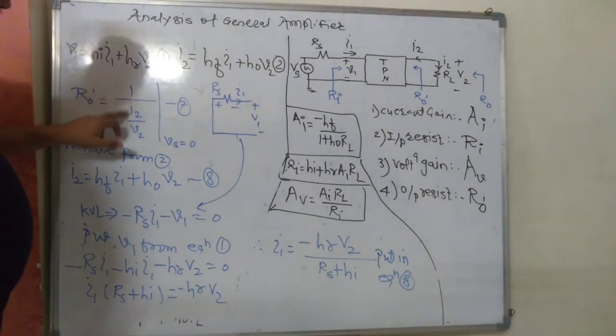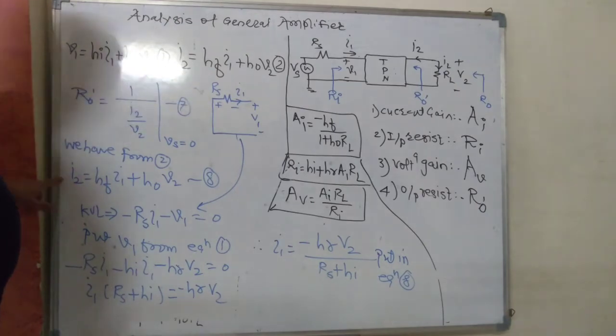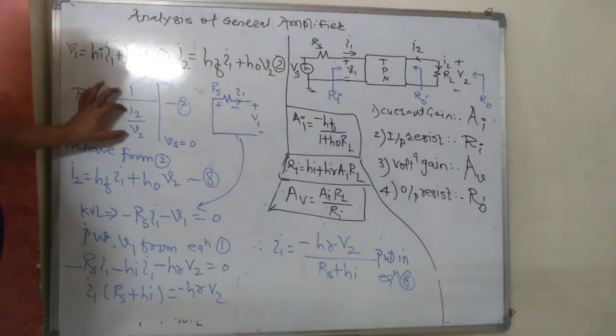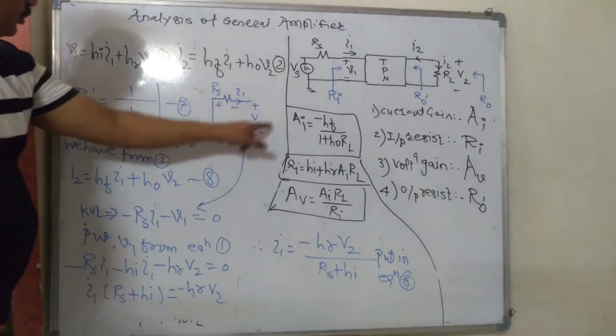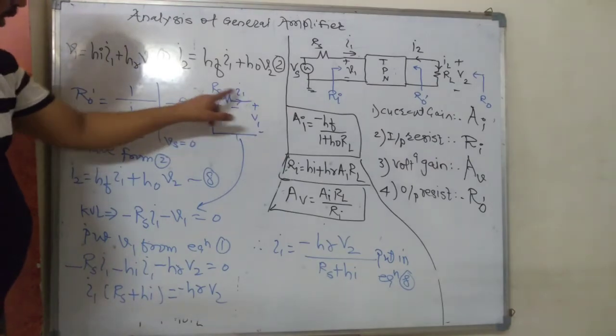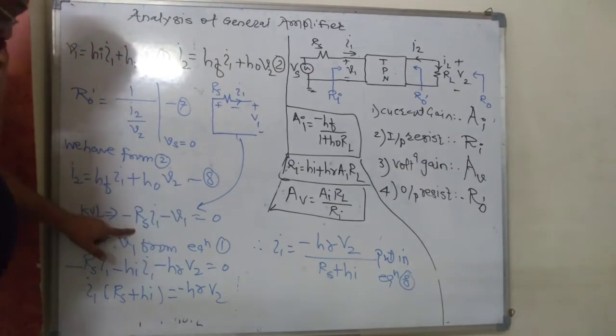Resistance is 1 upon current by voltage. We have the equation for I2 that I have written here. We require terms of I2 and V2 only. I1 is not required. So to eliminate I1, what have I written? KVL to this loop: minus RS into I1 minus V1 is equal to 0.